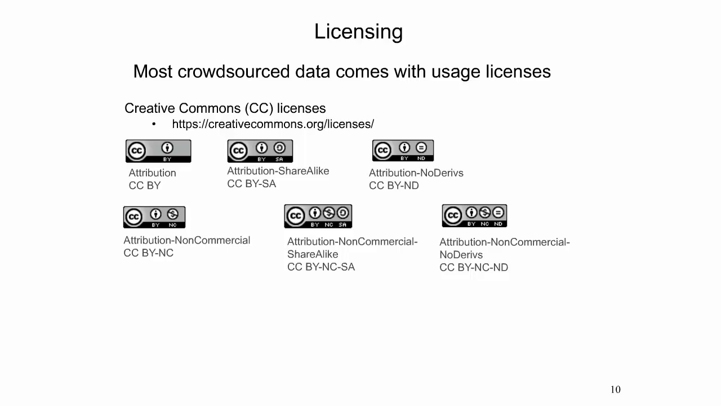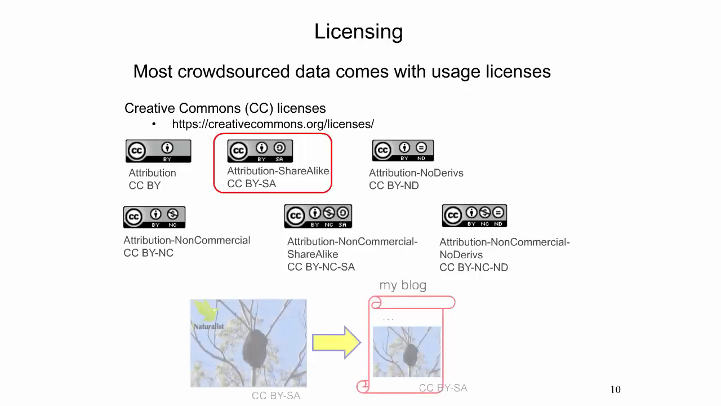This comes in 6 main licenses that differ by the level of restrictions for reusing shared data. For example, an image from iNaturalist under the Creative Commons Attribution Share-alike license can be used and published in your own blog post in which you write about a specific organism.